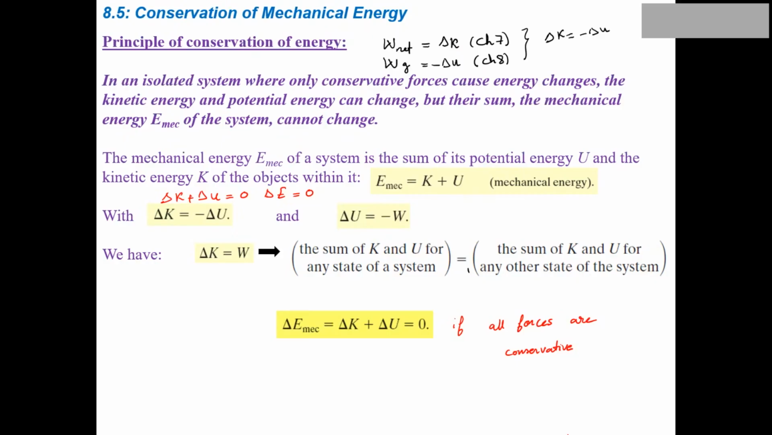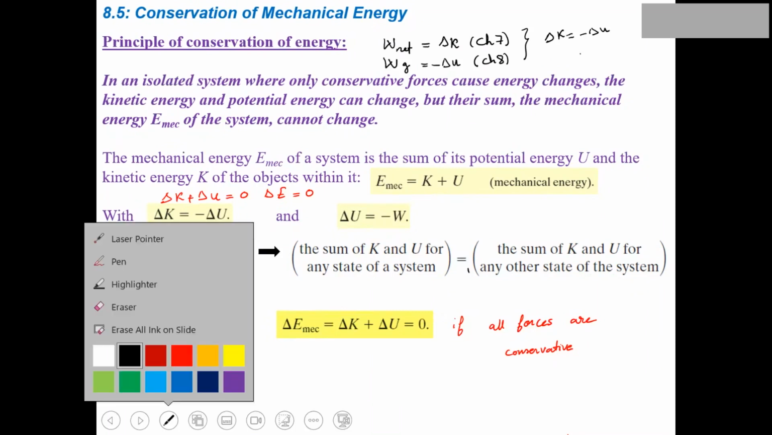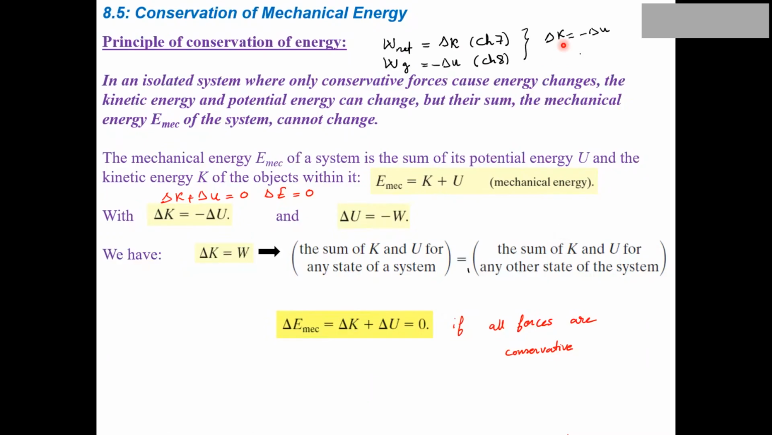If I only have gravity, or if I only have an elastic spring. This equation is an important one. I'll actually isolate these two to one side. So if delta K is equal to minus delta U, I can also write that delta K plus delta U is 0. I will define the sum of these two, the change in kinetic energy and the change in potential energy, to be the change of the total energy of a system.